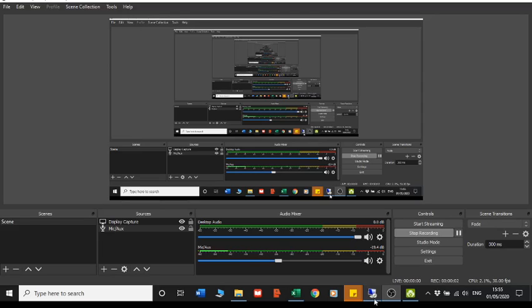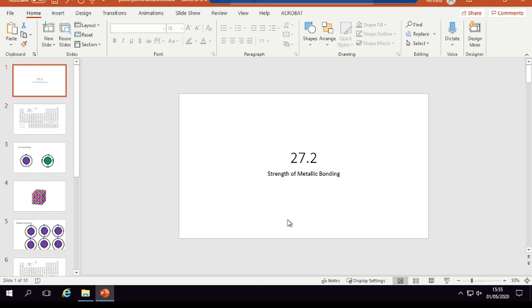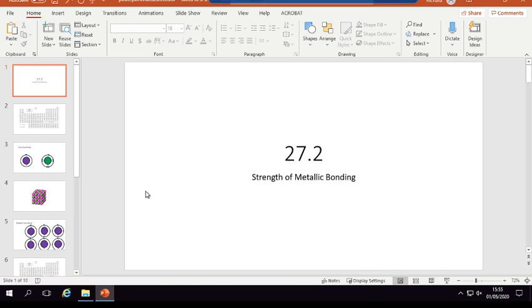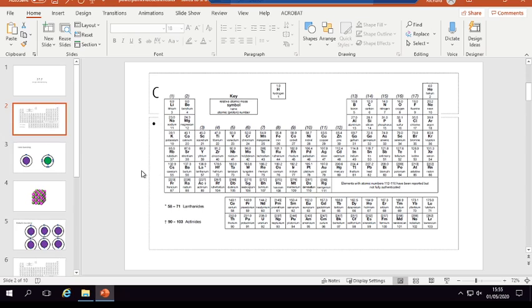Okay, let's talk about metallic bonding. So next job, strength of metallic bonding for 27.2. By the end of this assignment, you should be able to look at a period on the periodic table going all the way along and explain some properties that you see there. So we'll start doing that today. That is going to link to the type of bonding you see here.